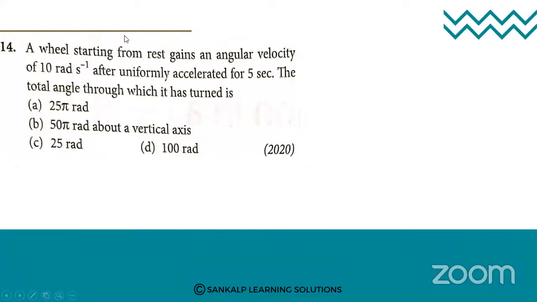Yes, go with this question. A wheel starting from rest gains an angular velocity of 10 radian per second after uniformly accelerated for 5 seconds. The total angle through which it has turned is.